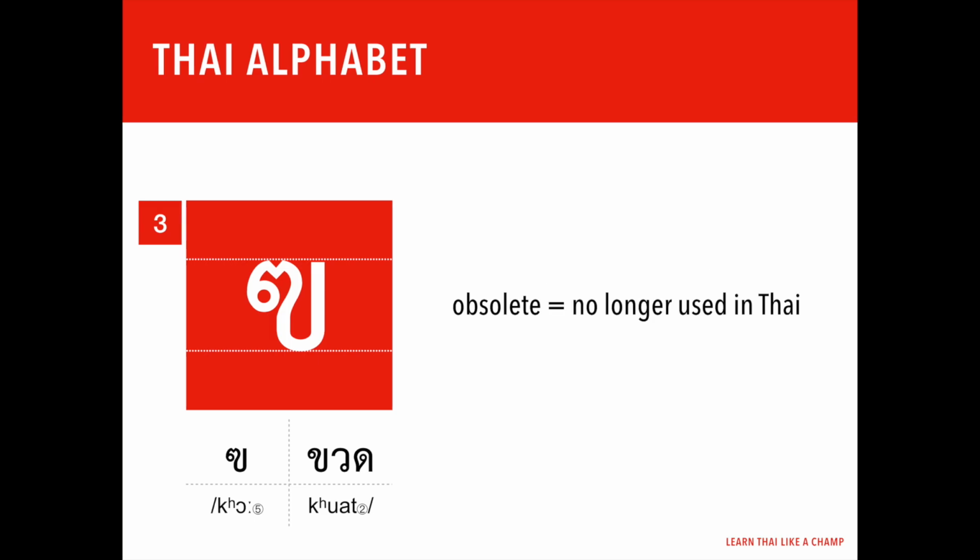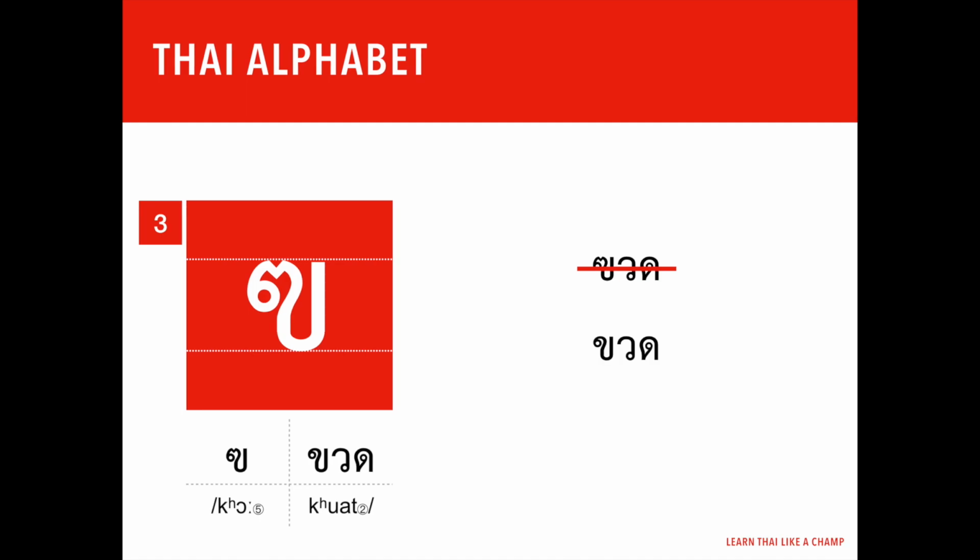The letter kho khuat is obsolete, which means it is no longer used in modern Thai. And you might have noticed that the second part, khuat, is not spelled with kho khuat, but rather kho khai, the second alphabet. In fact, the word khuat was never historically spelled with kho khuat. It has always been spelled with kho khai.